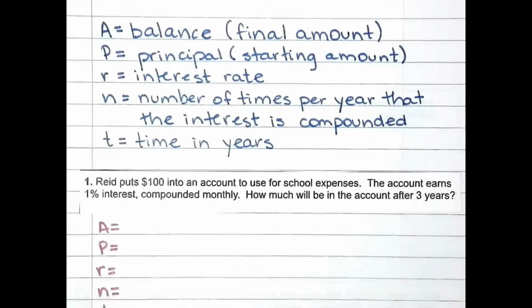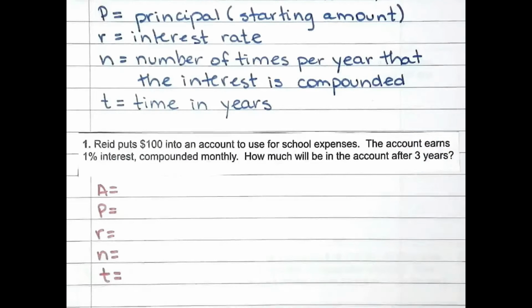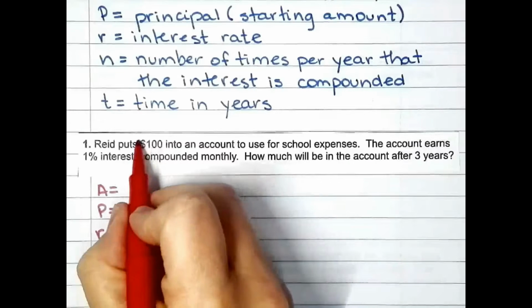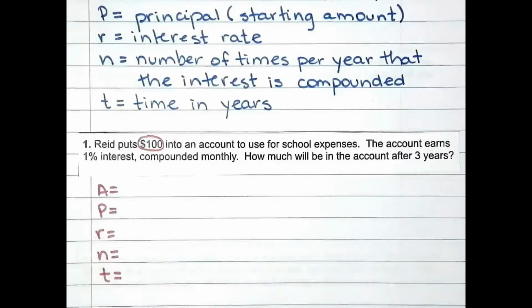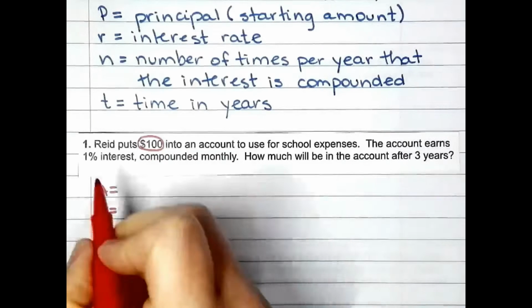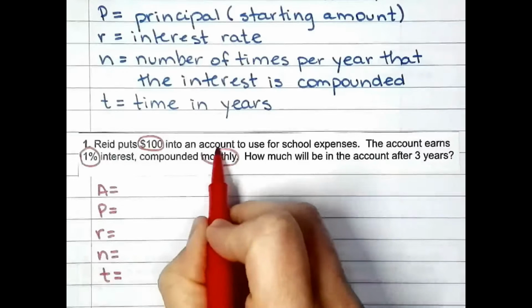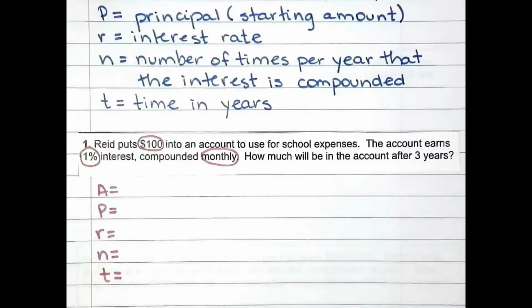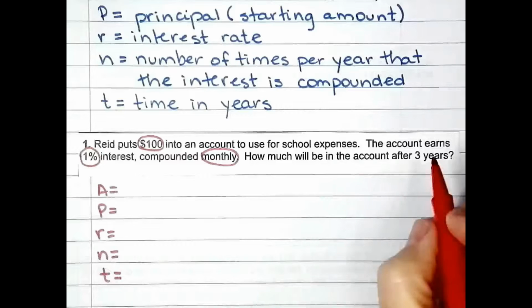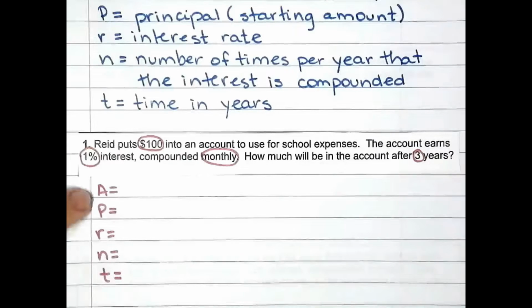Okay, here we go. So we have a bunch of examples. So we have Reed puts $100 into an account to use for school, and then the interest is 1% compounded monthly. How much will be in the account after 3 years? So for every single word problem, I want to give values to my variables, and then I'll always refer back to the formula.